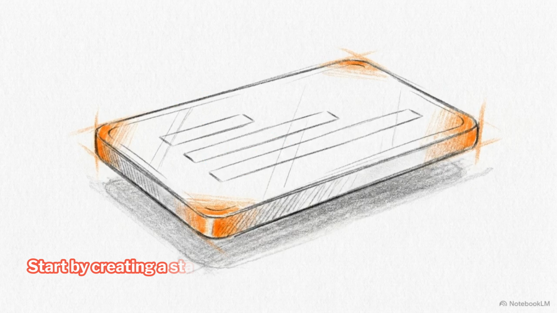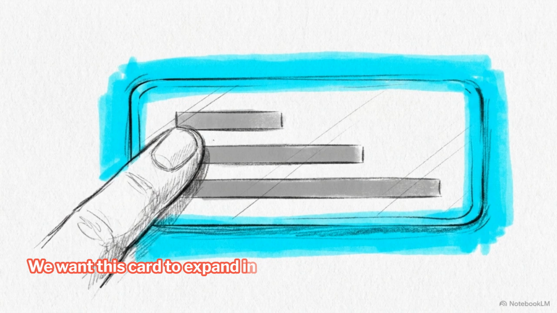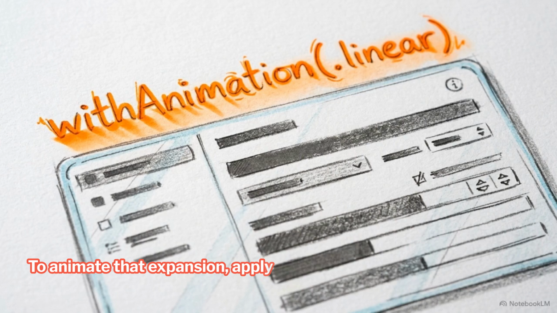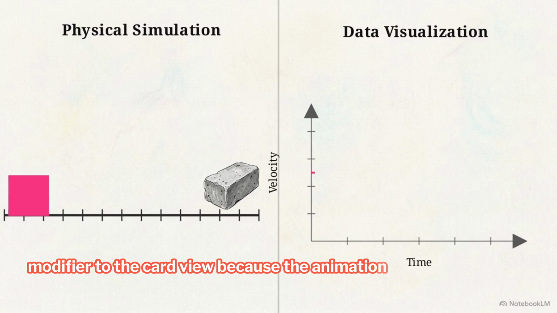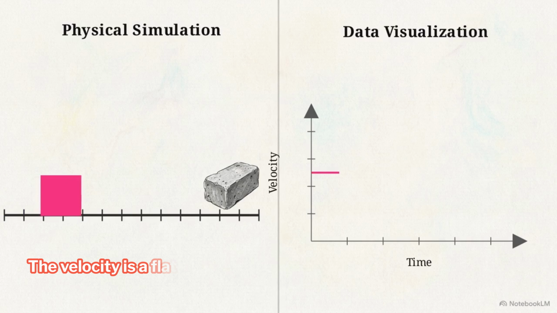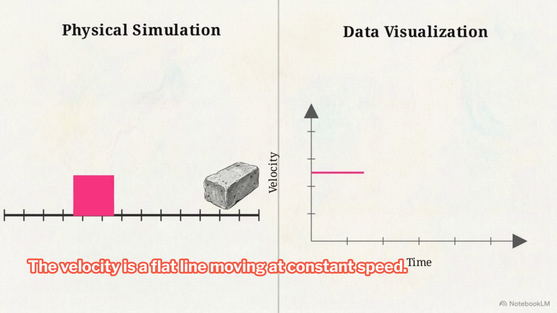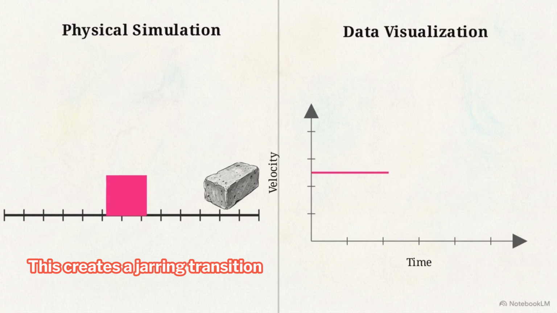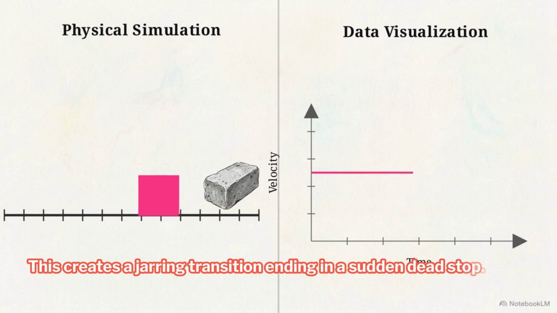Start by creating a standard glassmorphic card view. We want this card to expand in size whenever the user taps it. To animate that expansion, apply a basic linear animation modifier to the card view. Because the animation is linear, the velocity is a flat line, moving at constant speed. This creates a jarring transition, ending in a sudden dead stop.